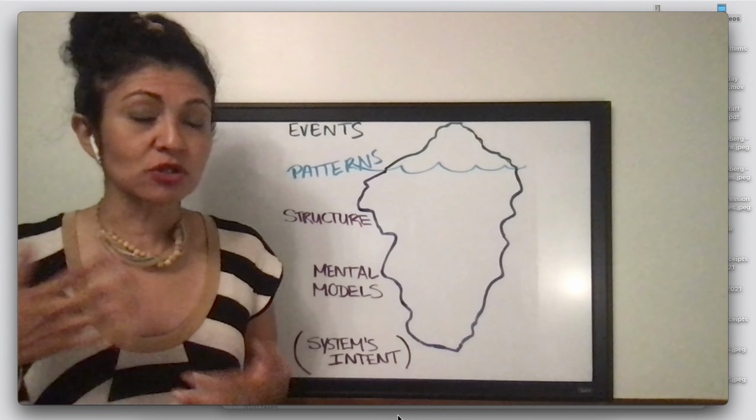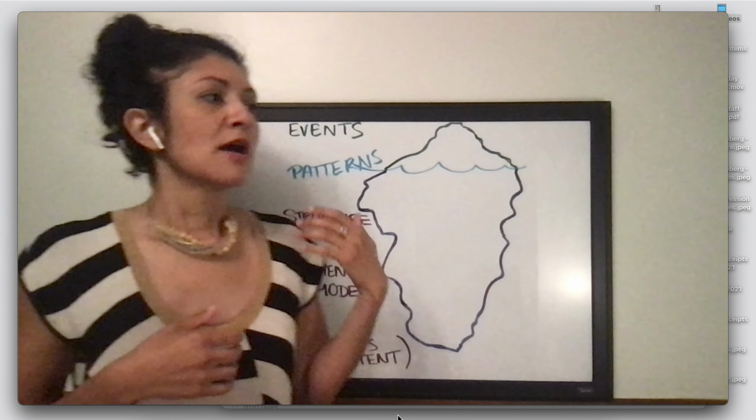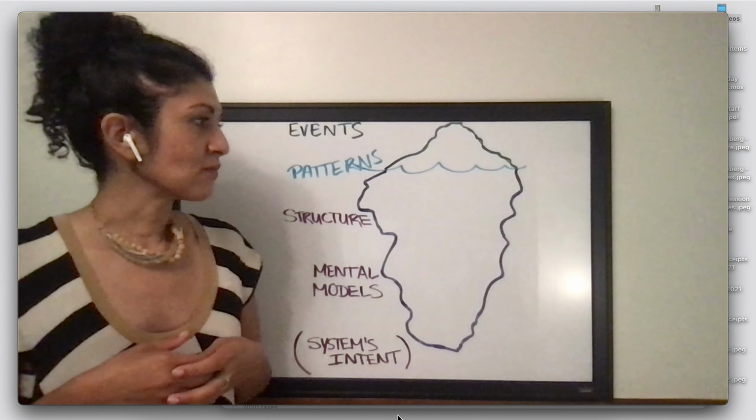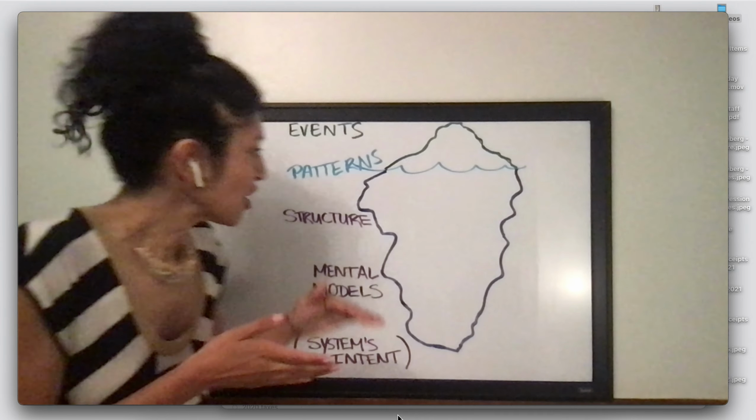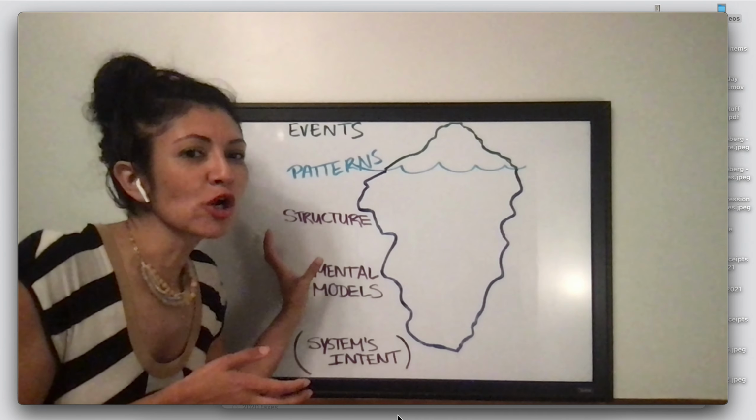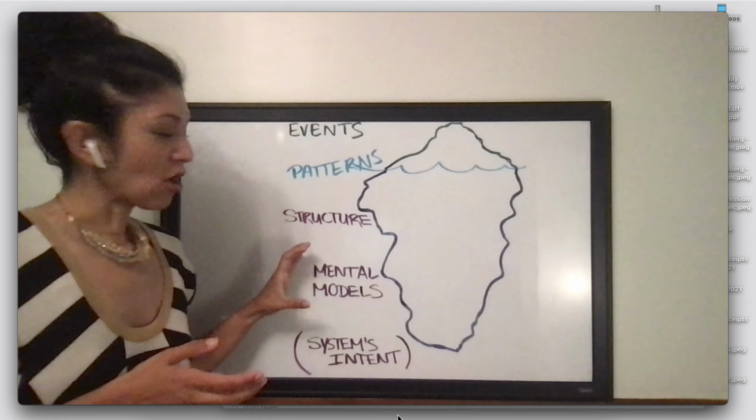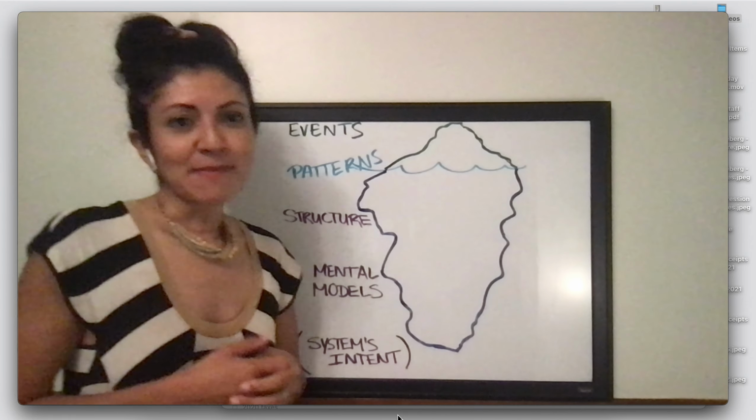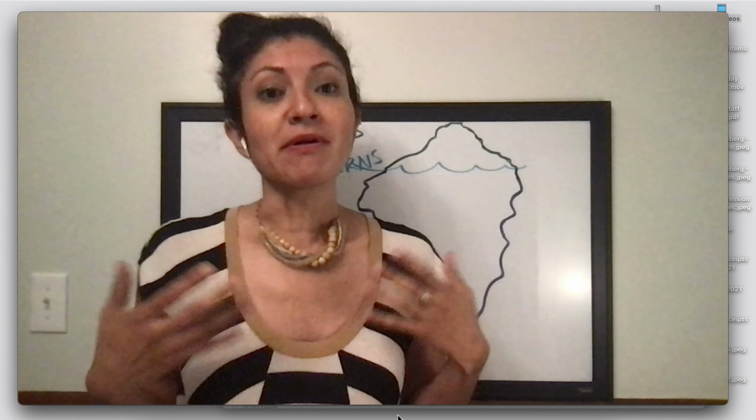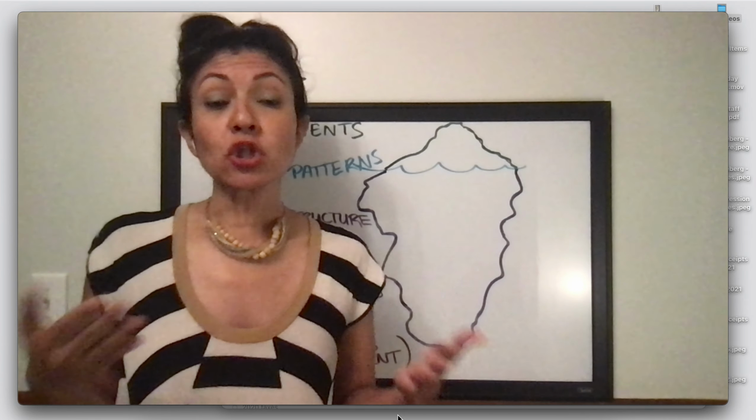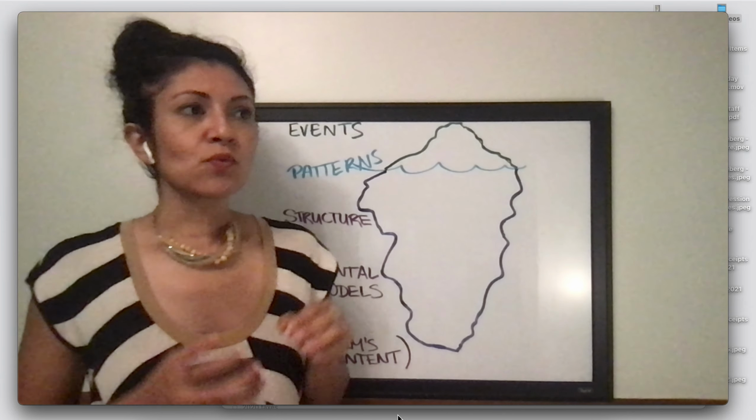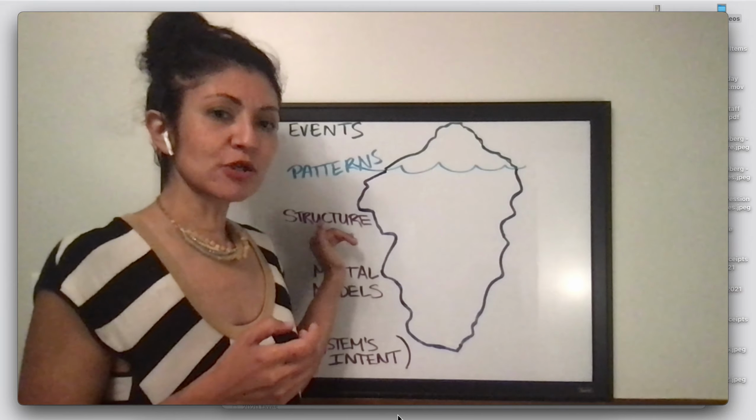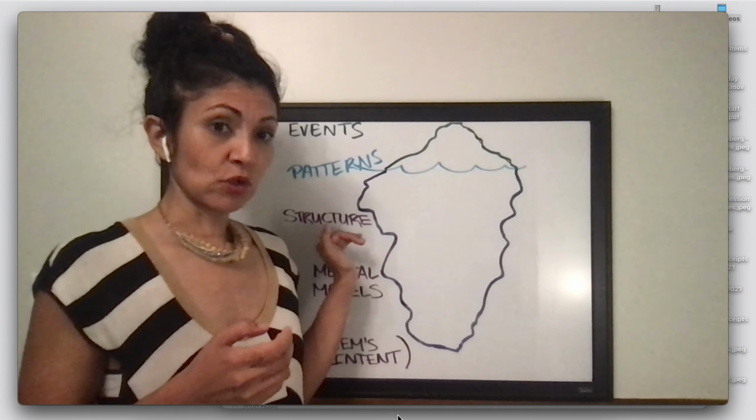And sometimes structure is physical, like in the case of the sphere. Sometimes it has to do with rules and policies, those kinds of things. And then driving the structure, determining the structure, is something called mental models. Mental models are basically beliefs, the way that people feel the world works. So it's what determines the kinds of structures that we build out in the world.